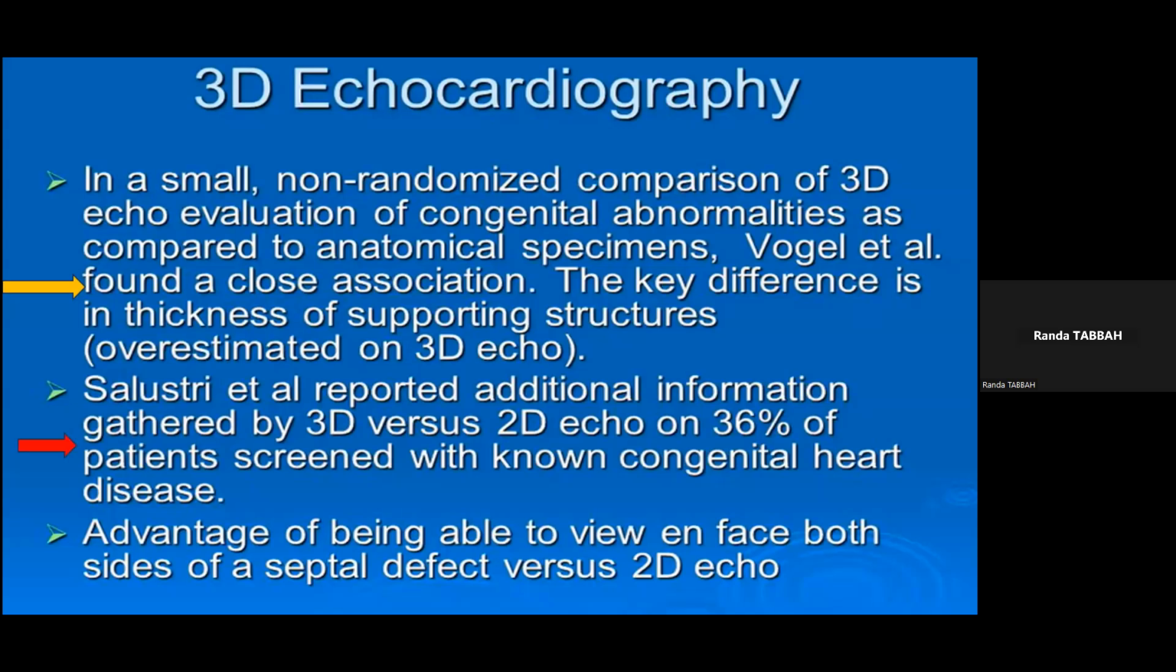It seems that some studies demonstrated that with the 3D echo, the evaluation of congenital anomalies is comparable to the anatomical specimen, but we have some issues in thickness. And it seems that there is additional information gathered from 3D echo versus 2D echo in more than 36% of screened patients with a known congenital heart disease.